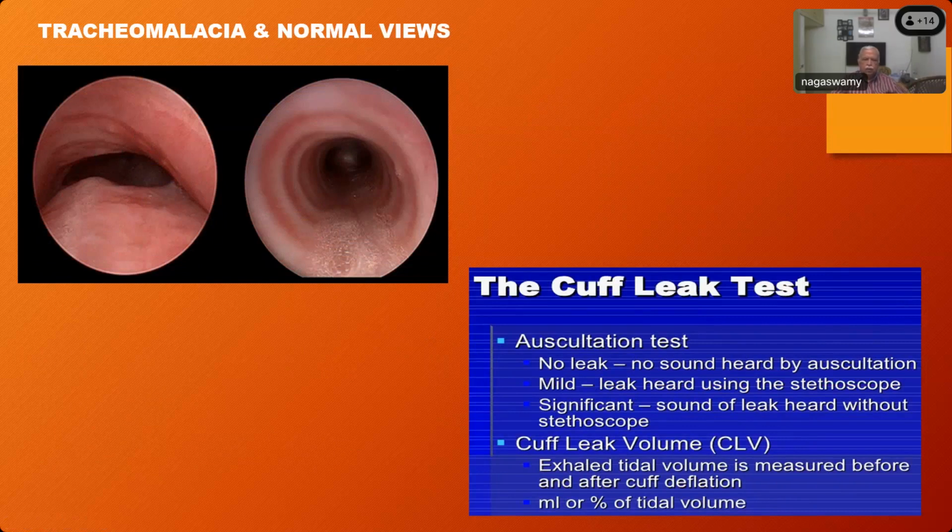And you must also measure the exhaled tidal volume. In cases of edema or collapse, the exhaled tidal volume also will be reduced. So you can detect that before extubation.